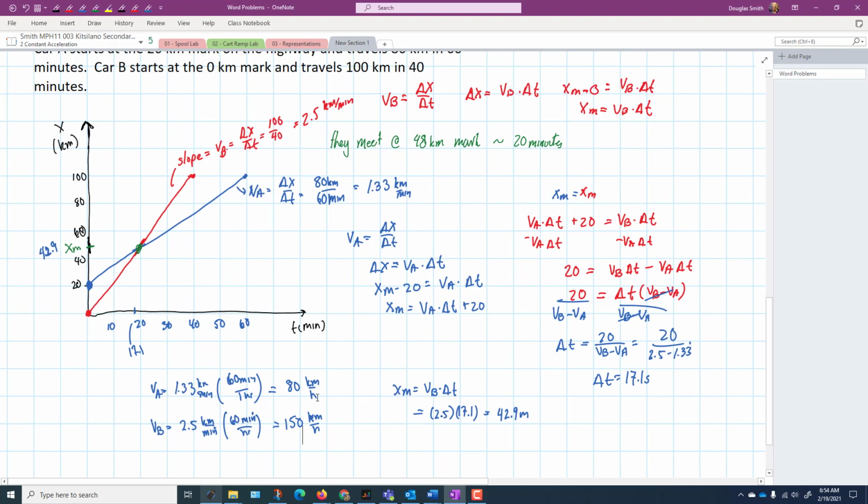Okay. So try the worksheet. Do as many graphs as you can. Find as many things as you can.